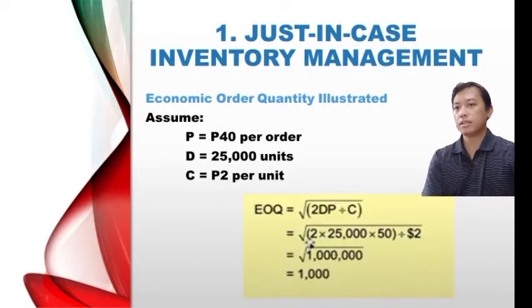So this means that this should be the quantity of units that should be ordered in order to gain the benefits of the ordering cost and the carrying cost. Because when you order these units, you will get the least ordering cost and carrying cost. Meaning to say, if you order these units, the entity will save on ordering cost and carrying cost.